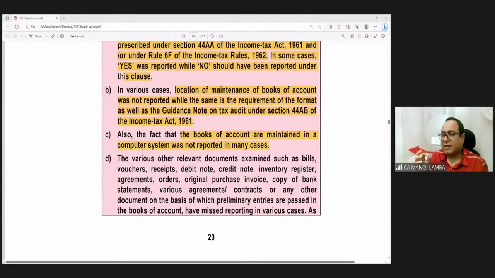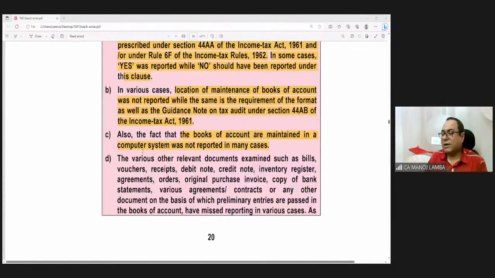Another very interesting fact: the fact that books of account are maintained on a computer system was not reported in many cases. Everyone is maintaining books on a computer system, but this fact is not brought to the notice of tax authorities. Even the address of the server is not given. Books are maintained at multiple locations, but the server is situated at one centralized place. Then the server address is to be given as per the guidance given by the ICAI guidance note. But no one is giving such information. It is absolutely wrong, my dear. Here we have to improve our quality. That's why these kinds of programs are brought out by the Taxation Audit Quality Review Board.